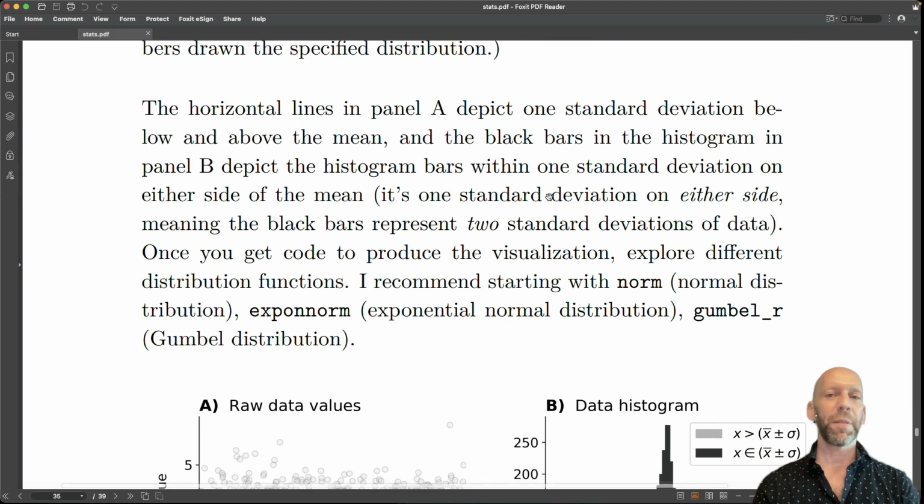And then once you have the code written and once you are comfortable using the code, I'd recommend just exploring different kinds of distributions. You can start with norm, exponential, and a Gumbel distribution, a right Gumbel. You can have asymmetric Gumbel distributions, so this would be a right Gumbel distribution. And then I'm going to show you in the Python code where to find a list of all of the distributions that you can experiment with.